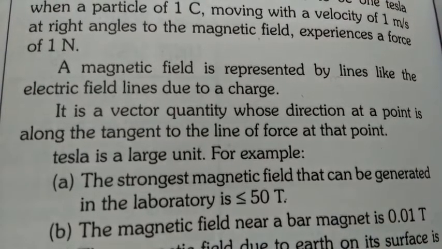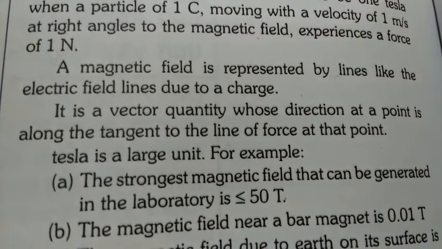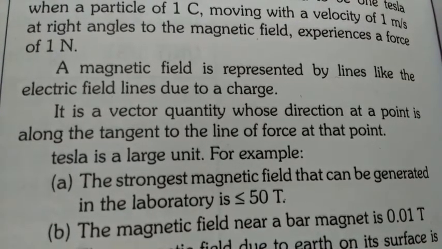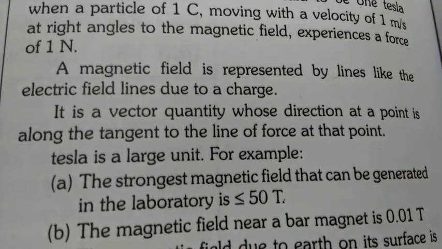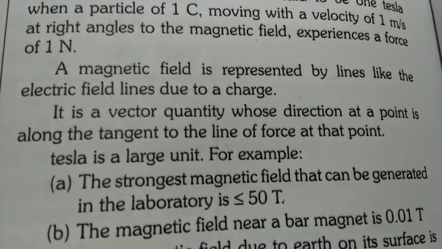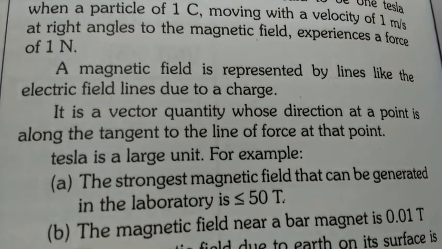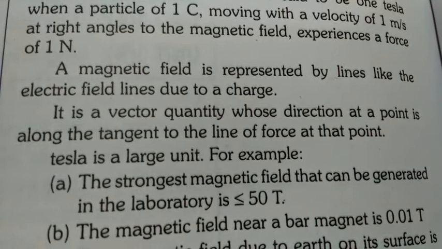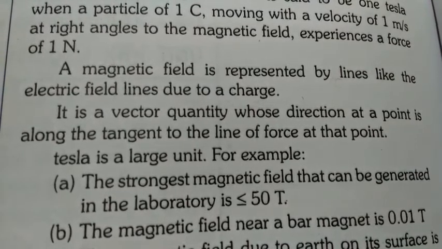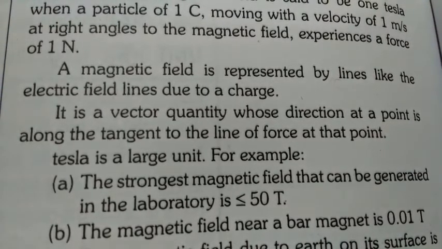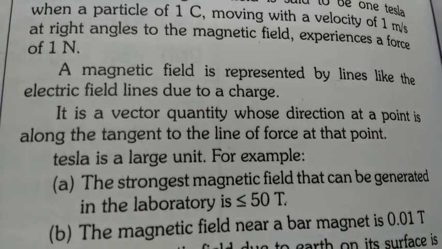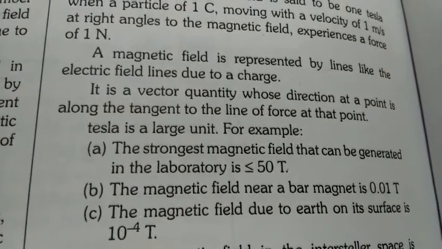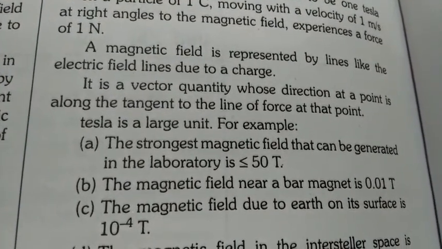And there is one major difference between electric field lines and magnetic field lines: electric field lines do not make loops, but magnetic field lines make loops. Electric field lines only appear outside the electric dipole, but magnetic field lines appear outside the magnetic dipole as well as inside. They travel inside also, and hence they make a loop. Except for this, all other points are the same.